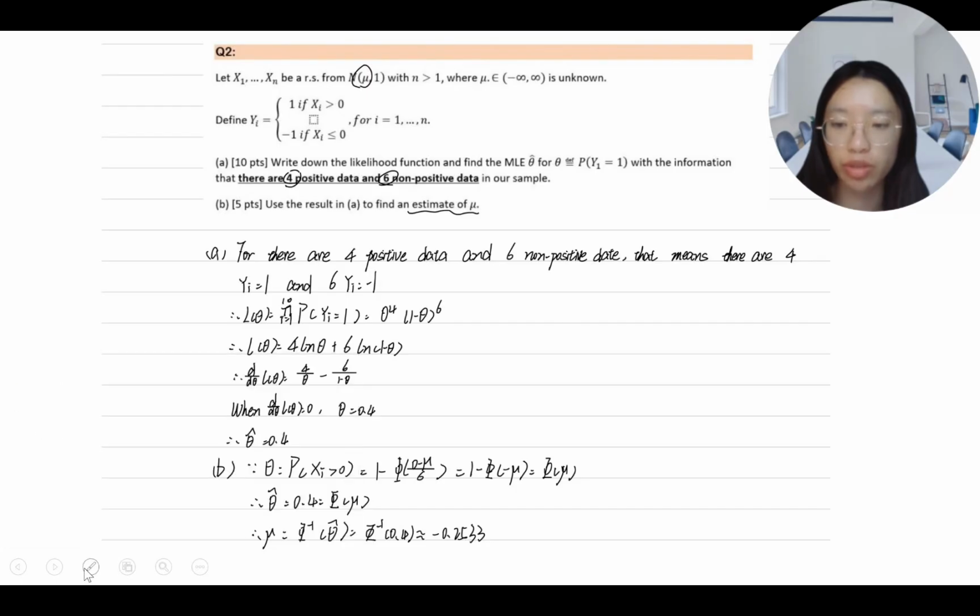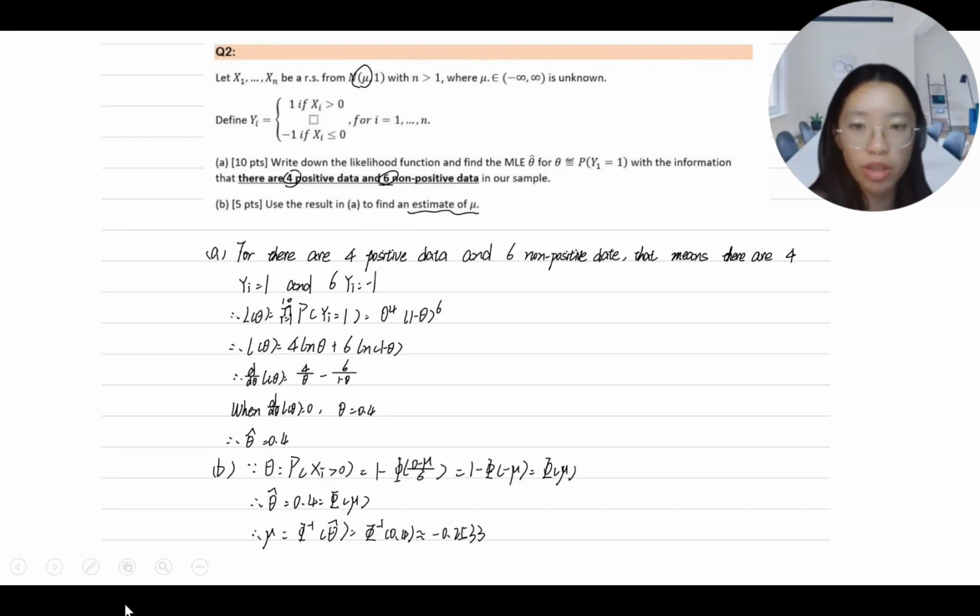And question 2 is easier than question 1. We can just use the definitions of the normal distribution and the MLE to solve these questions.